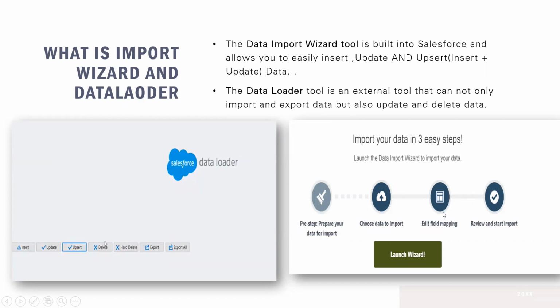You can edit field mapping here, but in data loader you can do one more thing: you can actually save your field mapping settings. In what format you save it, we are going to discuss in some time. This is where review and start comes in: once you review the data, if everything is fine and you have mapped all the fields properly, then you can start importing.